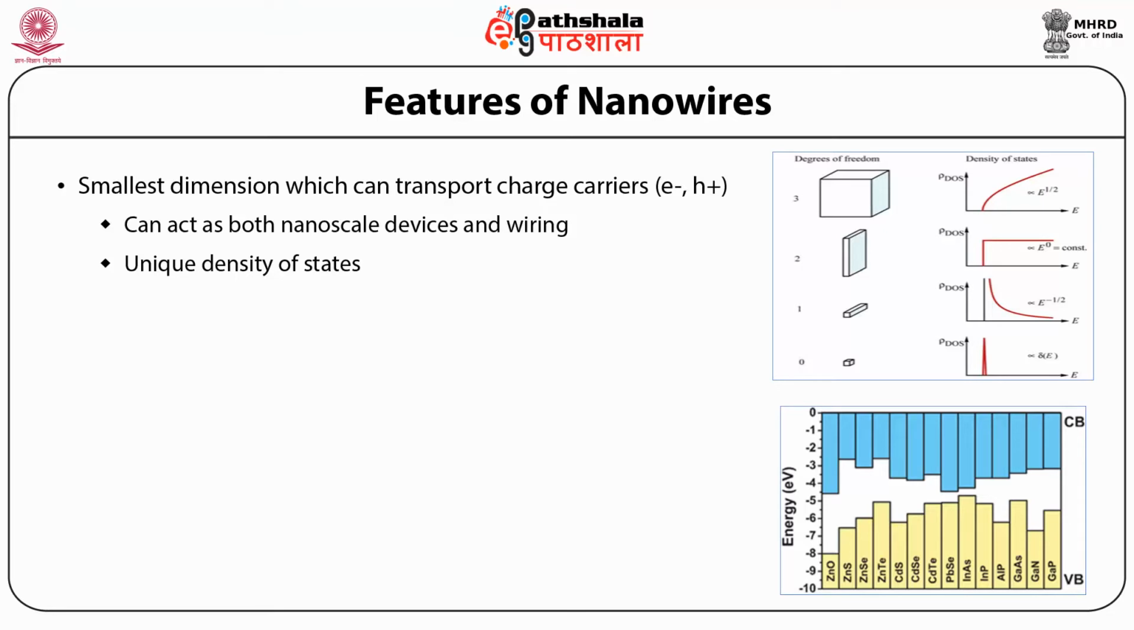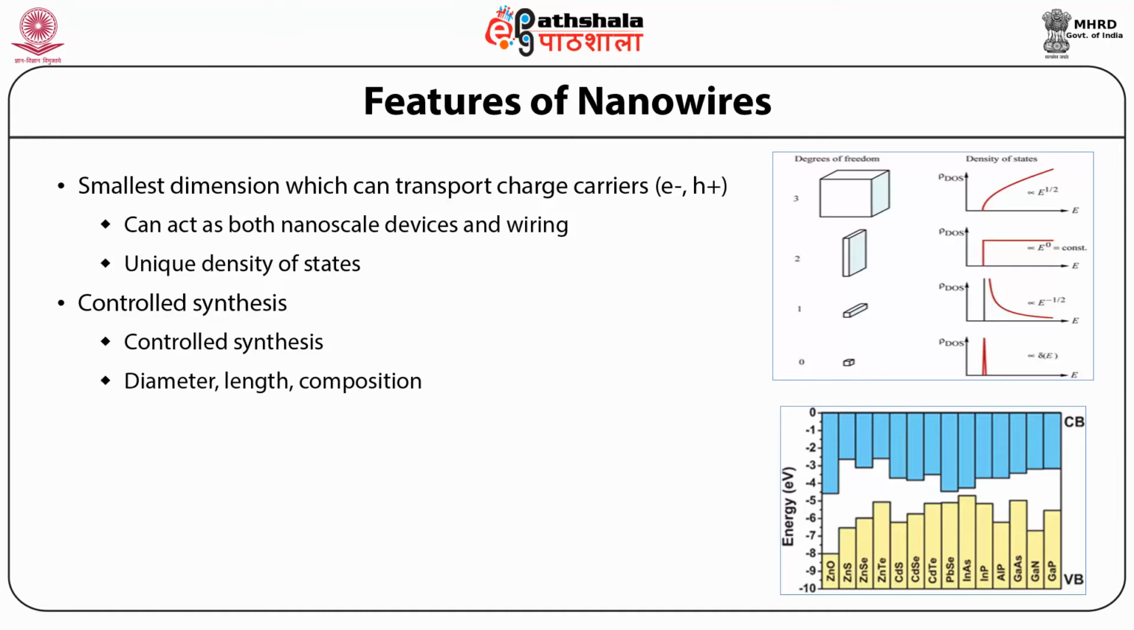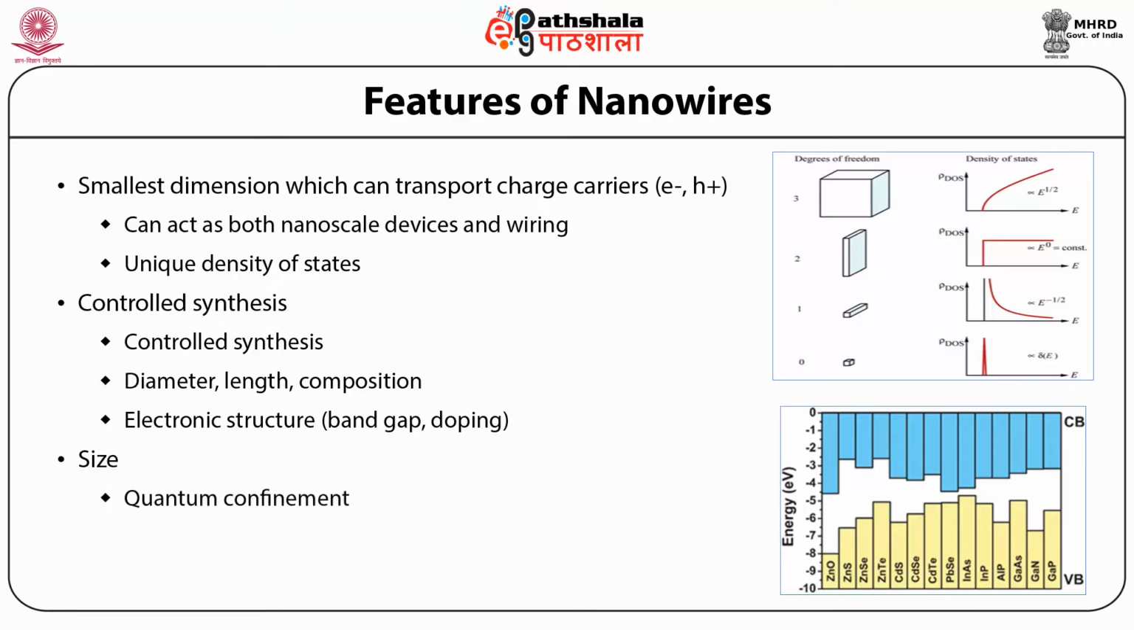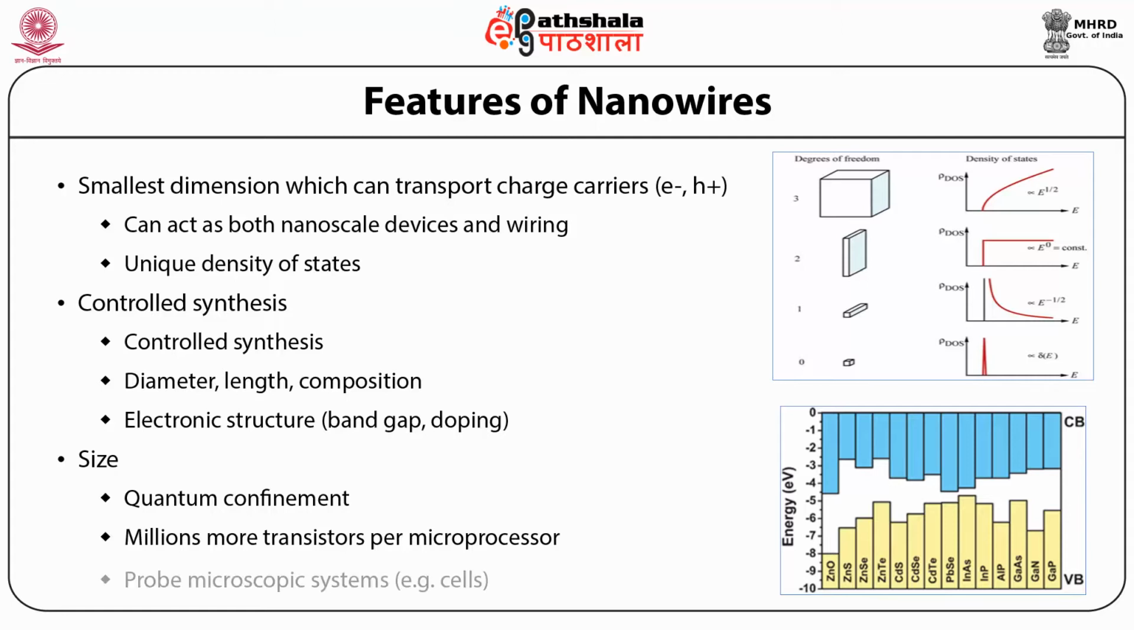So we have to do a control synthesis in terms of the diameter, length, composition in order to maintain the electronic structure, band gap and doping. Now, because of their size, there can be quantum confinement. Millions more transistors per microprocessor can be fabricated. They can be used to probe the microscopic systems, for example, cells.